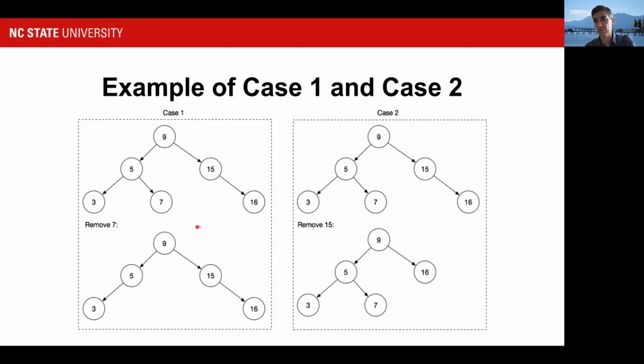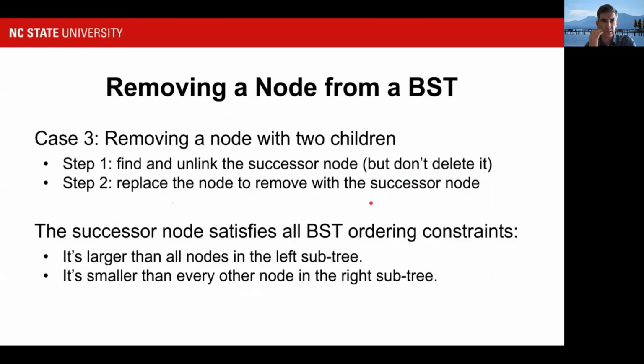Case 1 is kind of like removing the tail of a linked list. And case 2 is kind of like removing a node in the middle of a linked list. So we know how to do both of those things. Now removing a node with 2 children is the harder case.